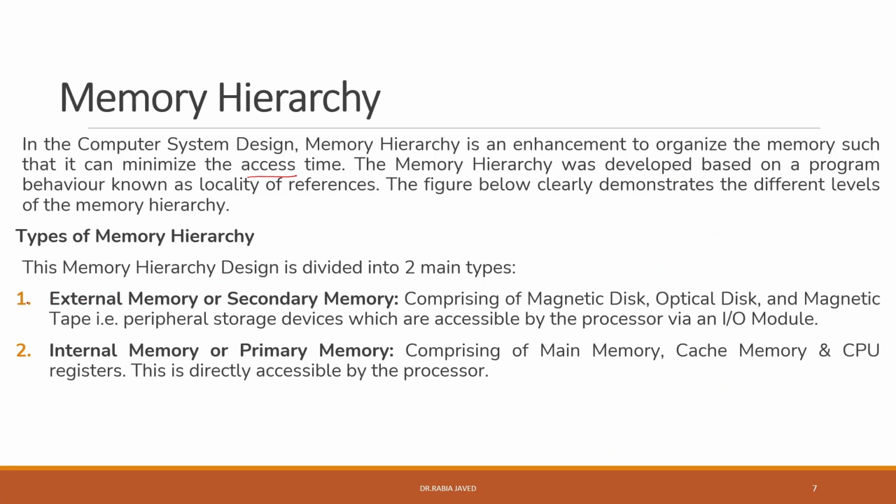There are two types of memory hierarchy, external and internal. If we talk about external, there is magnetic disk, optical disk, magnetic tape, peripheral storage devices which are accessible by the processor via an input-output module. And the internal memory includes main memory, cache memory, and CPU registers that are directly accessible by the processor.